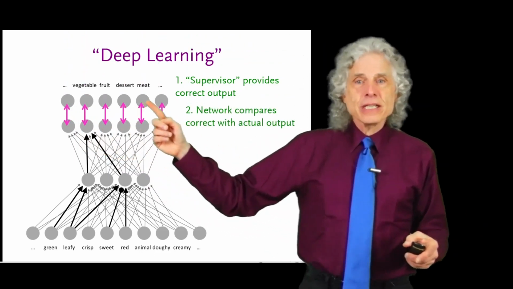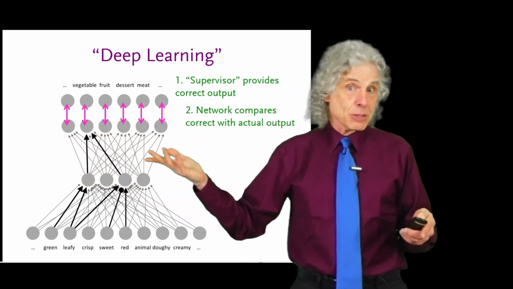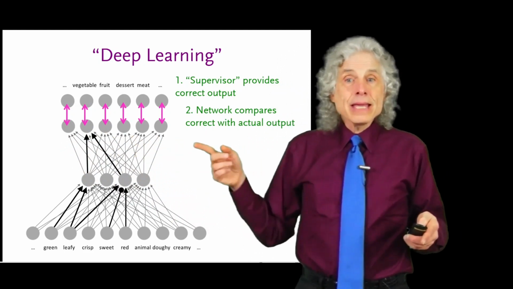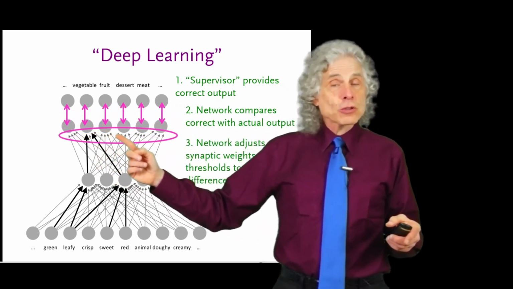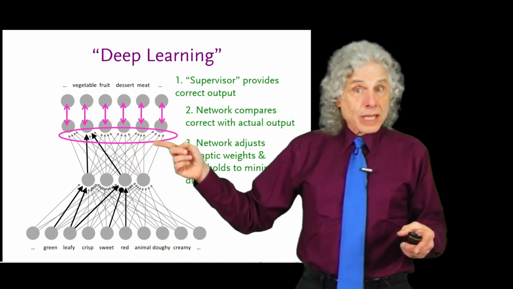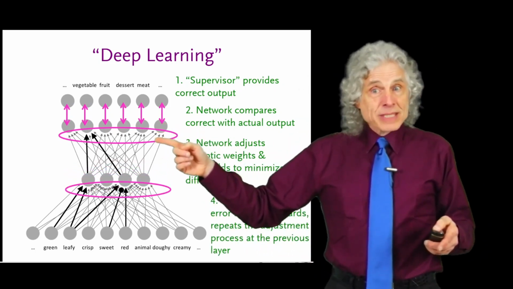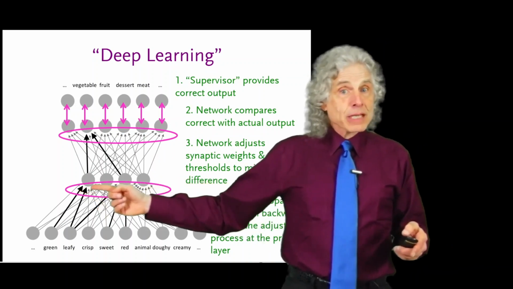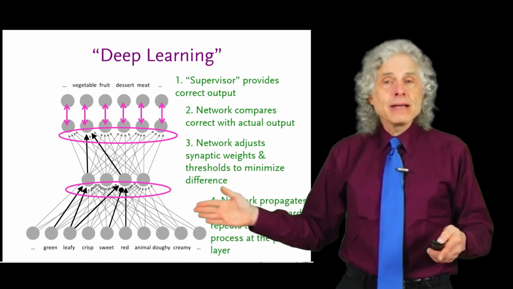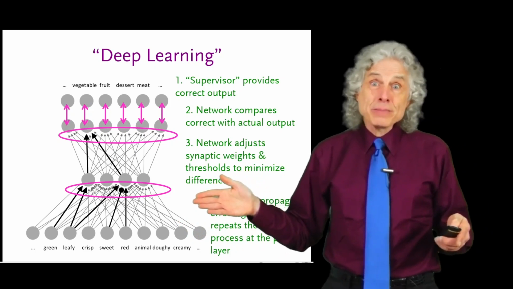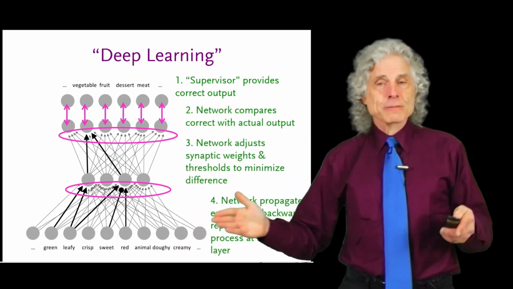The network compares the correct outputs from the supervisor in the data set with its actual output that, to begin with, is kind of feeble or random. It compares, looks at the discrepancy, and it adjusts the synaptic weights and the thresholds so that the next time it gets that pattern of input, it's more likely to produce the desired output. Then it propagates that discrepancy backward and adjusts the synaptic weights and thresholds one layer back, and it keeps doing it for as many layers as there are in the network. They're called deep learning, not because what they learn is particularly deep, actually they don't really understand anything, but just that there are layers upon layers upon layers upon layers.